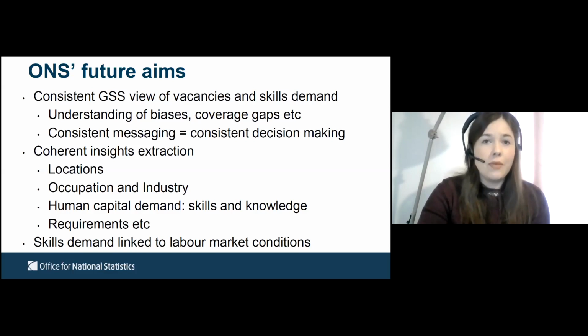And equally, we want to make sure that our messaging to users is consistent, because ultimately that will lead to consistent decision making. We also want there to be coherent methodologies applied across the GSS. So regardless of the data source that we're each individually using, we think the methodology can be applied in a consistent way. And one of the things that has become apparent to us whilst we've been developing our methods is there are many different techniques that you can use for this kind of work to extract information, things like locations, occupations, skills, and requirements for the job. So I think we need to move towards some level of consistency in what each of us are doing.